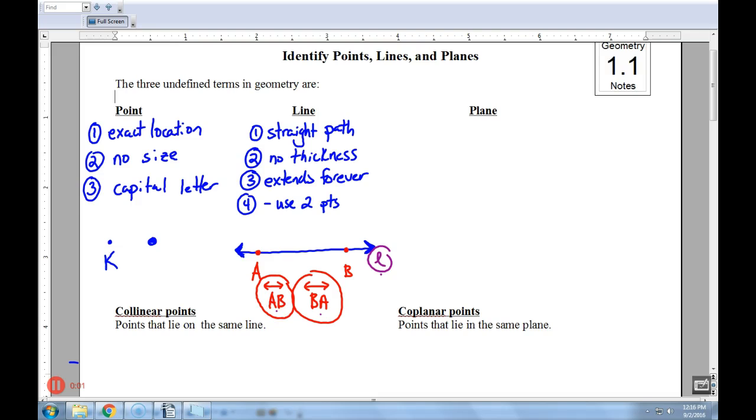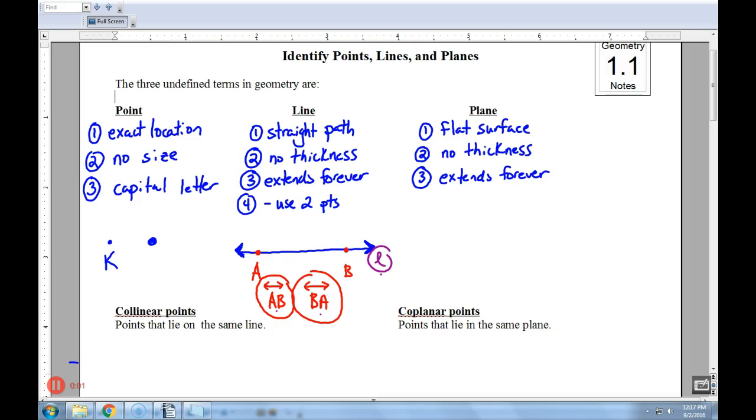All right, our last term here for this first section is a plane. So we'll start off with a definition and then we'll draw it. So a plane is basically a flat surface. You can think of it as like a desktop or a wall or a mirror or a sheet of glass. It has no thickness. So this plane has no thickness. And similar to a line, it extends forever in all directions.